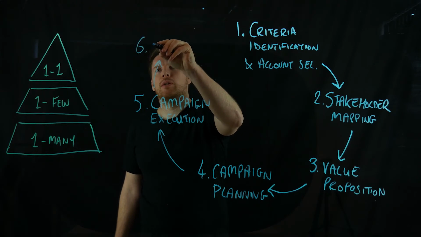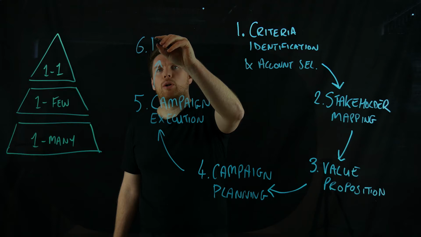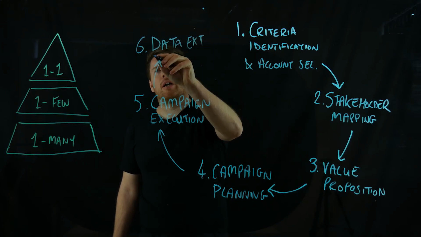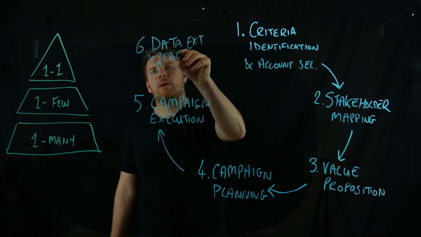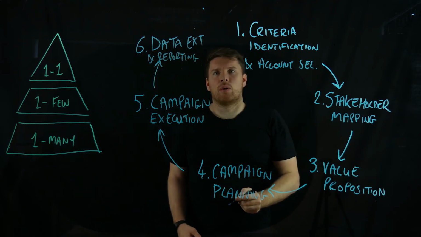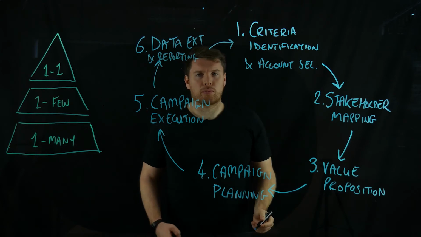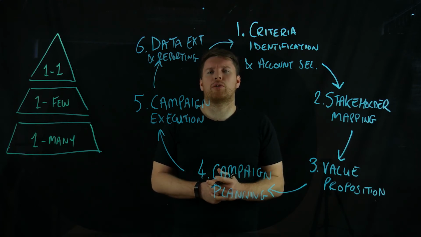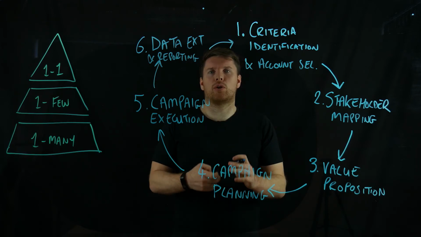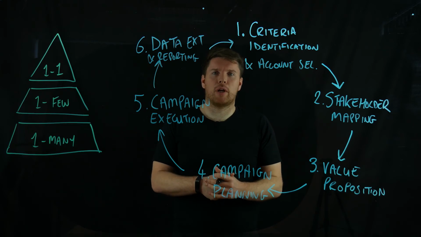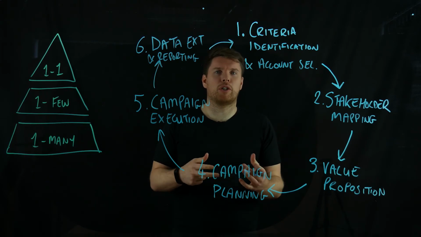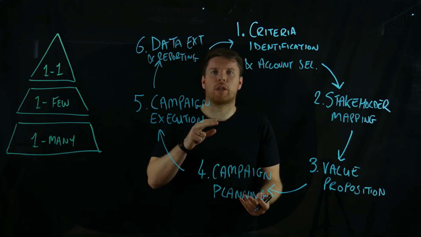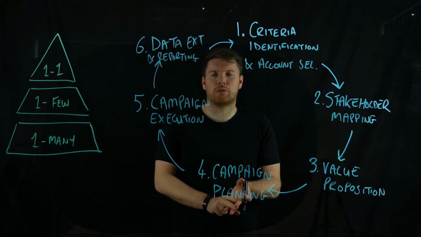And then number 6, one of the most important, is data extraction and reporting. And that brings us to full circle. So data extraction and reporting, we want to make sure that we're capturing all the metrics that are necessary throughout this whole process. In the first video in the series, we looked at some of the reasons why we might want to deploy an account-based marketing strategy, whether it's revenue, whether it's increased relationships, whether it's increased reputation.